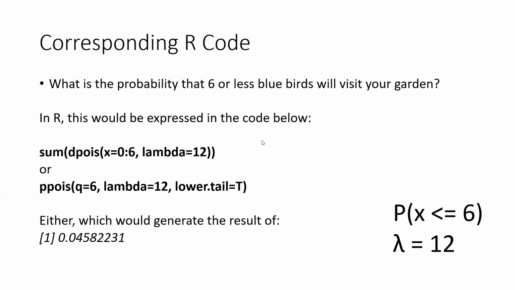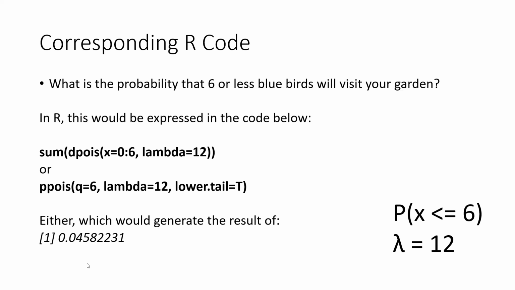If you recall the lecture on the normal distribution, the same sort of methodology applies. So lower tail equals true. And either of these functions will generate this value below, which is 0.04582231. And if you move the decimal point over two places, that's 4.58.